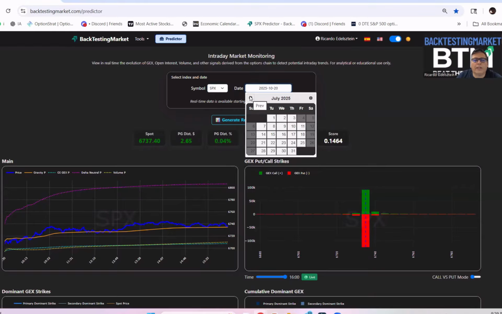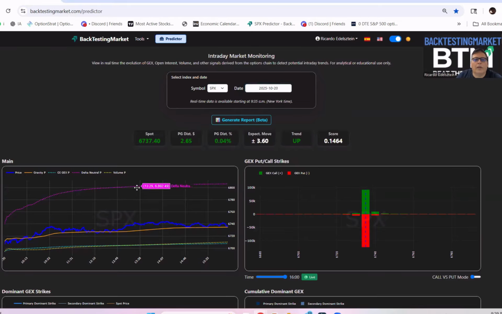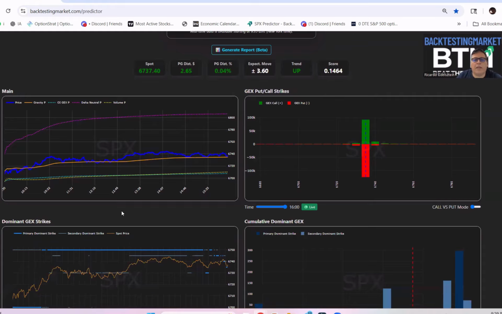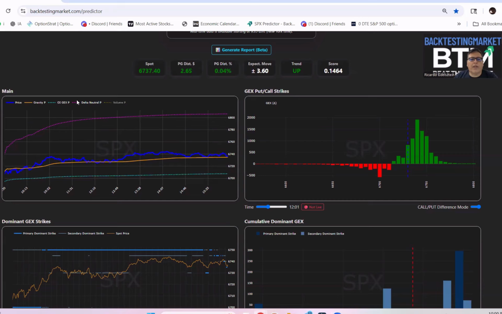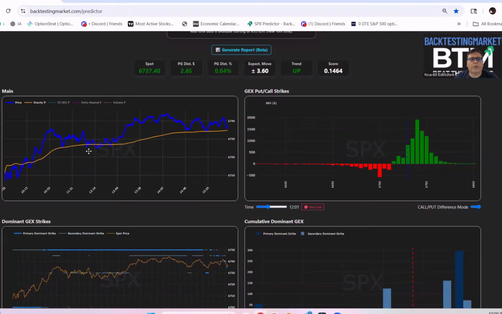Here we have a calendar where you can see how the indices have performed in the past. The predictor displays many graphics, charts, and values, which are updated every single minute. In the main chart, you will find open interest, delta, volume, and a gravity point. This last one is a level that SPX will often try to reach or cross during the day. This is the gravity point, and the blue one is SPX, and during the day it will try to reach it or cross it.